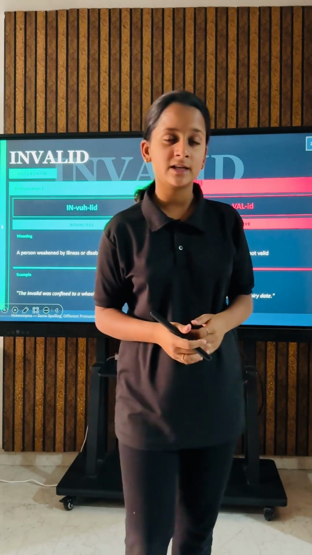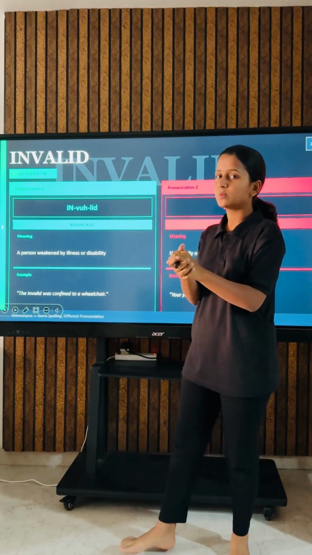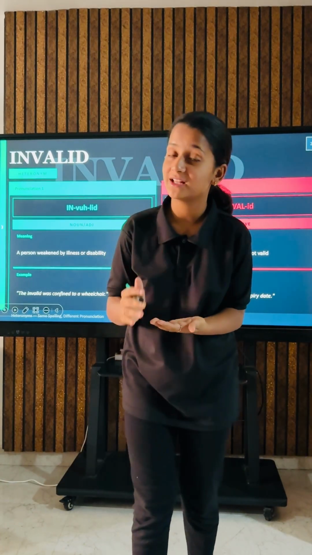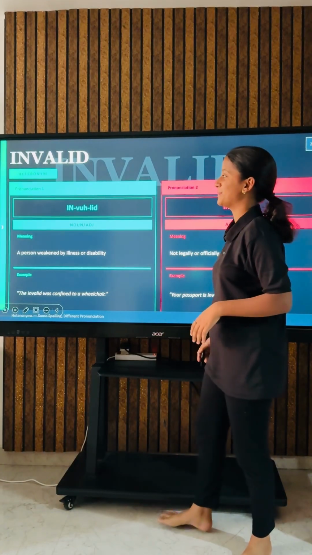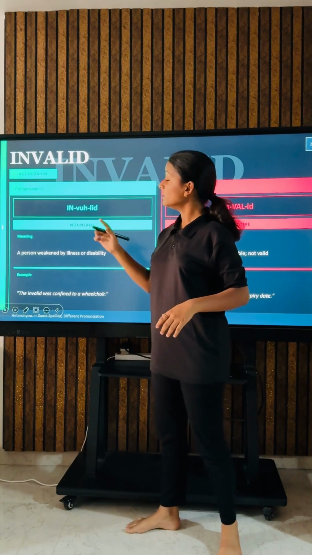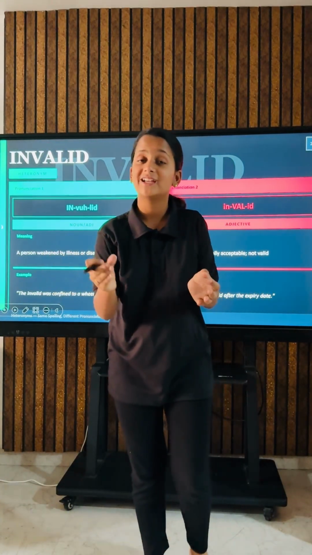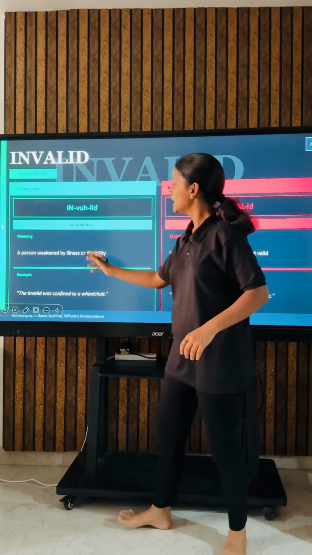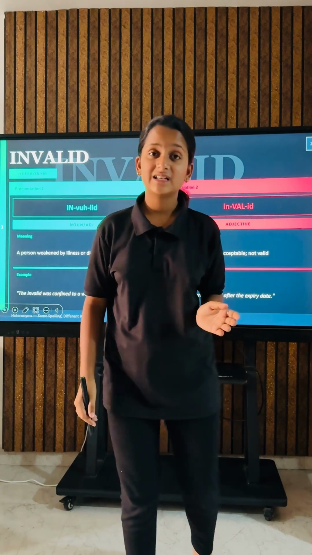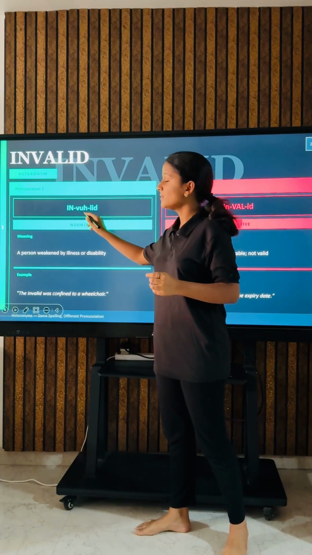Do you know the difference between invalid and invalid? These both are heteronyms, meaning the same spelling but different pronunciation and different meaning. First pronunciation is invalid. It can be used as a noun or an adjective. The meaning is a person weakened by illness or disability. Maybe he has an illness or he has a disability. It is known as invalid.